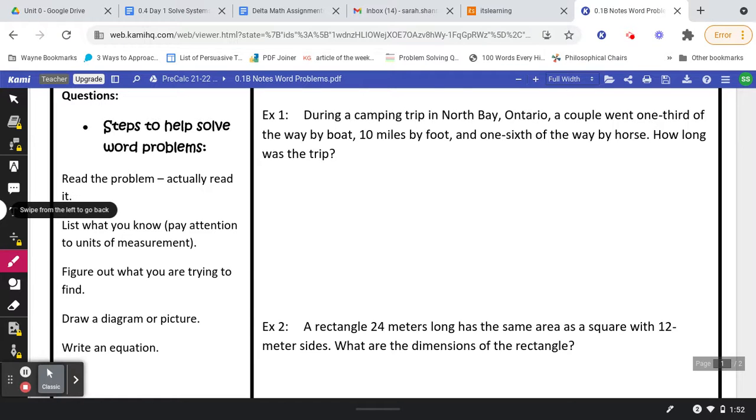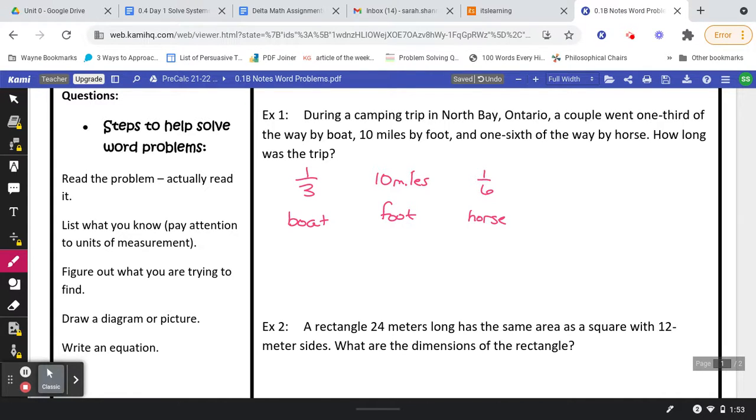List what we know. We know we went 1/3 of the way by boat. We know we went 10 miles by foot. And we know we went 1/6 of the way by horse. Figure out what we're trying to find. It looks like we're trying to find how long the trip was, so the total length of the trip.